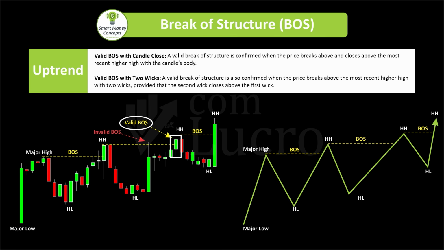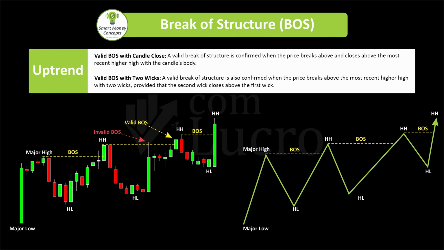A valid break of structure is confirmed when the price not only breaks, but also closes above the most recent higher high with the candle's body. This validation holds even if the price retraces downwards immediately after the break. In such instances, the market establishes a new major high and major low, defining a new trading range. Should the price then break this newly established major low heading downwards, it suggests a potential trend reversal, indicating a shift from a bullish to a bearish stance, a change of character, or CHOCH.